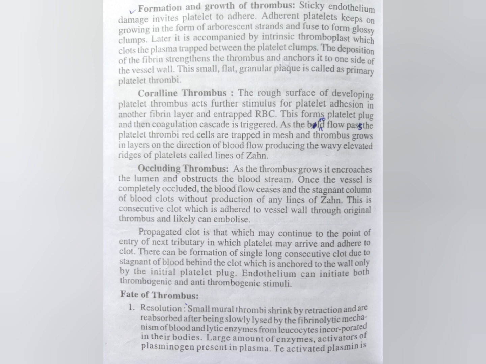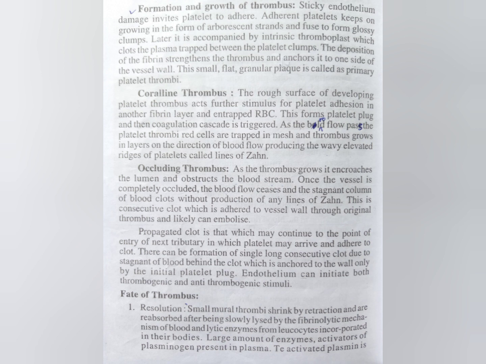The deposition of the fibrin strengthens the thrombus and anchors it to one side of the vessel wall. This small flat granular plug is called primary platelet thrombus. Laminated thrombus. The rough surface of the developing platelet thrombus acts as a further stimulus for platelet adhesion in another thrombin layer and entraps RBCs. This forms a platelet plug and then the coagulation cascade is triggered.